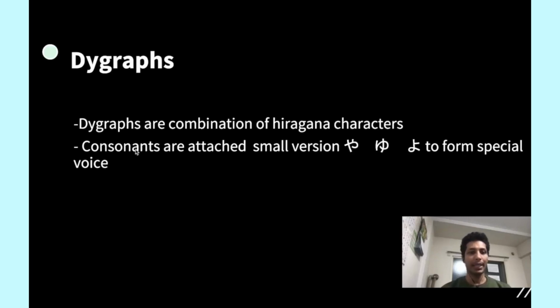We also have a digraph. Those are combinations of hiragana characters, and consonants are attached, a small version of ya, yu, yo, to form a special voice, and those voices are called digraphs. So earlier I said, when I was teaching you about ya line, it can be added with different hiragana characters to make a special voice, and those voices are called digraphs.